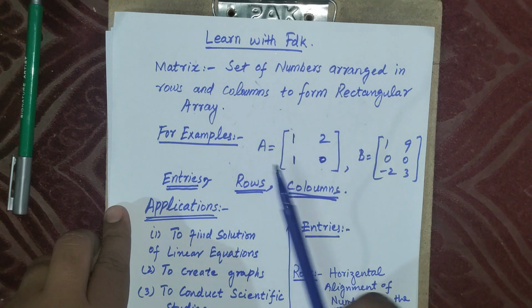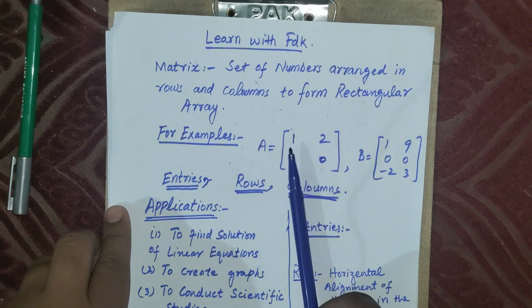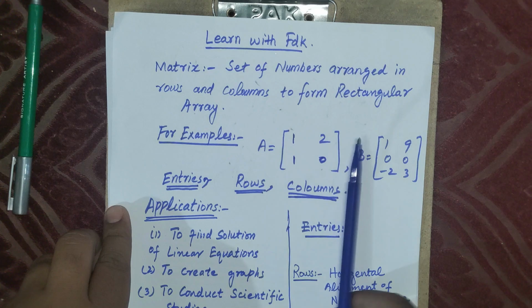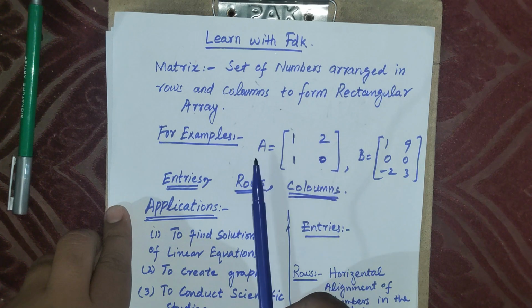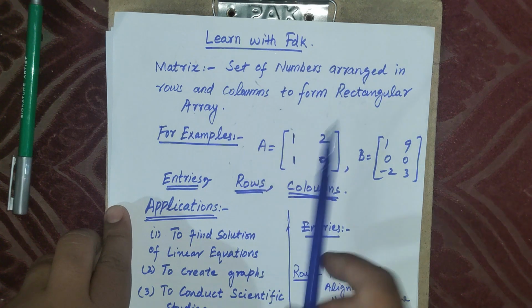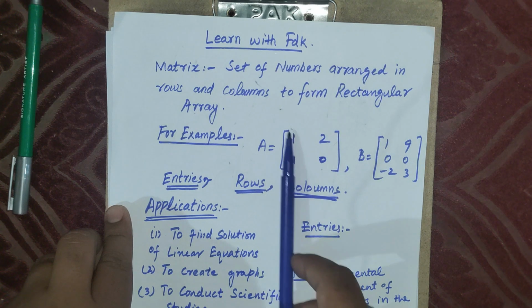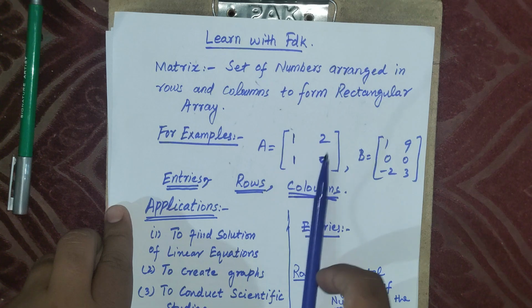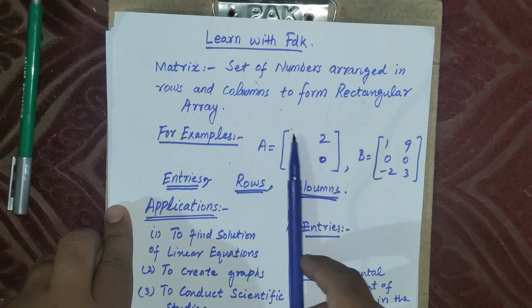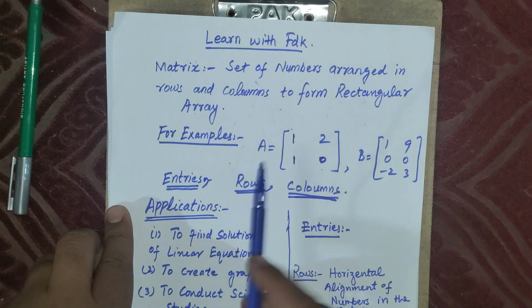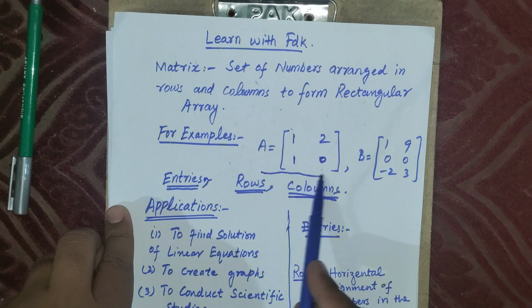In a matrix, we basically arrange numbers in the form of rows and in the form of columns. Let's suppose we have a matrix A. This is the name of the matrix, which is equal to 1 2 1 0, and this arrangement of numbers is enclosed in square brackets. So this becomes a matrix as a whole.